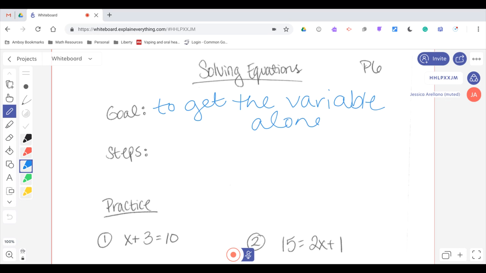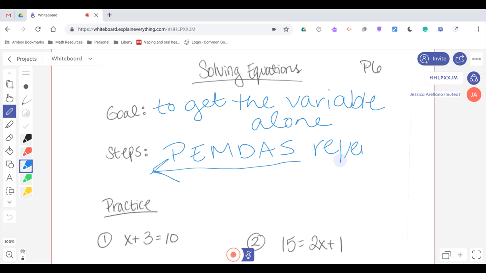Remember, the variable is the letter that is replacing a number, and typically we use X a lot, okay? And the steps, we are going to use order of operations in reverse. Okay. Sorry, that's a terrible V. In reverse, okay? So basically that means if there is both division and addition, I have to undo the addition before I can undo the division. Okay, so we're undoing PEMDAS.